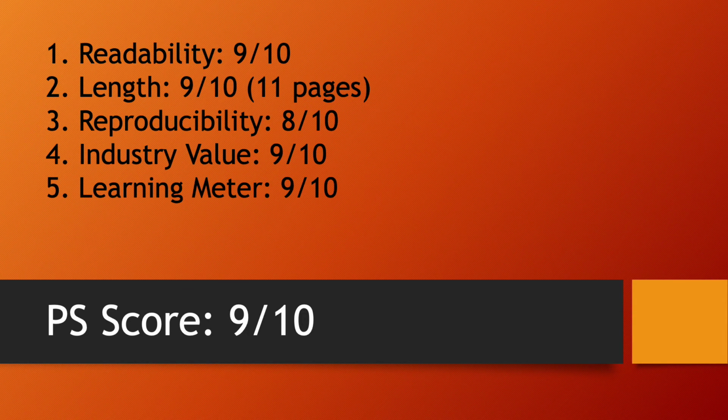Now let's give this paper a PS score. This paper is a very engaging read, so it gets 9 out of 10. It's around 11 pages long, which is kind of perfect for the content, so it gets 9 out of 10. Reproducibility might be hard, so it gets 8 out of 10. Industry value is quite high, so it gets 9 out of 10. I learned quite a few new ideas from this paper, so it gets 9 out of 10. The overall PS score is 9 out of 10.